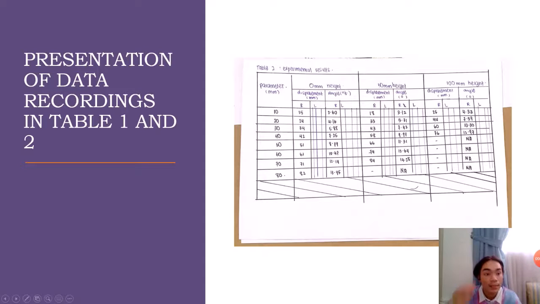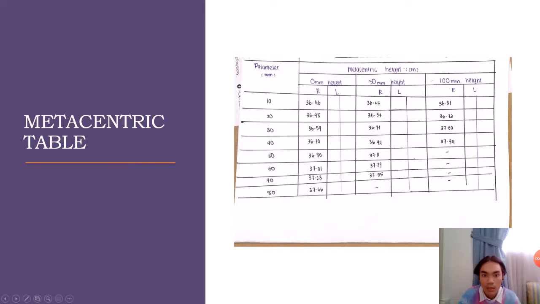Now this is my way to present the data recordings in two tables. Right. First, we could see the experimental results. This on the left side is the parameter in millimeters, and there are three readings to take note of, which is 0 millimeter height, 50 millimeter height, and 100 millimeters height. Okay. So in this experiment, we are only looking at the values of the right hand side of the measurements, and this is its metacentric table, right?